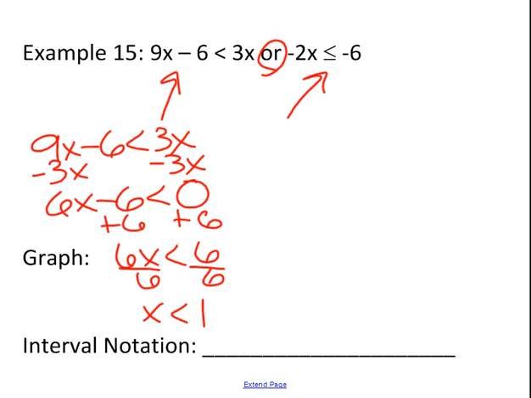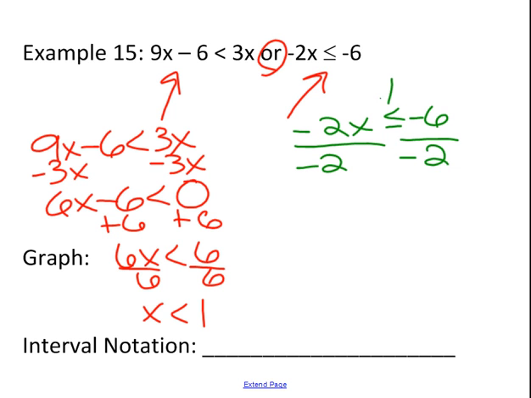Okay, now I need to solve the other one. This time I have to divide by -2. When you divide by negative, you must flip that sign. X is greater than or equal to -6 divided by -2 is +3.